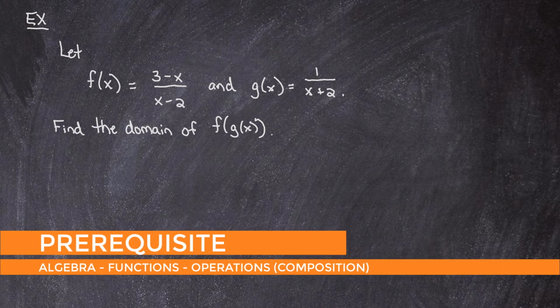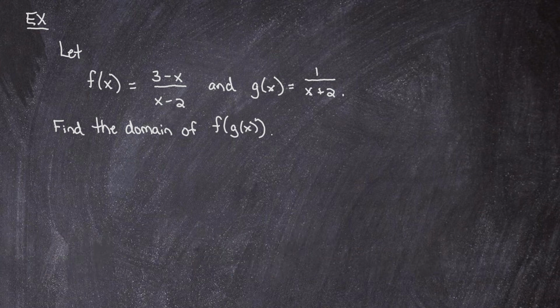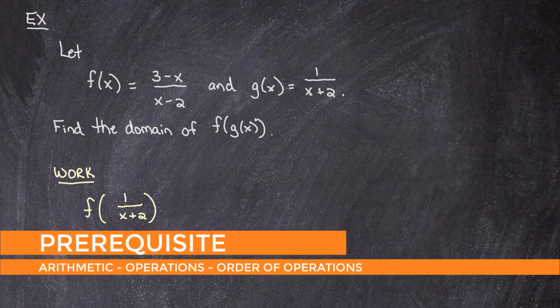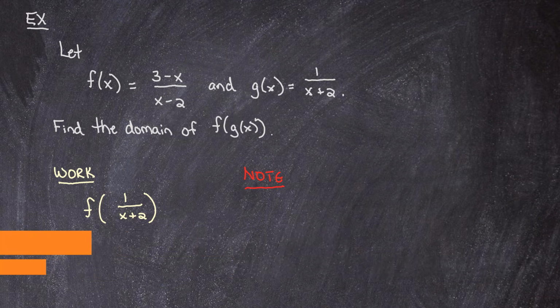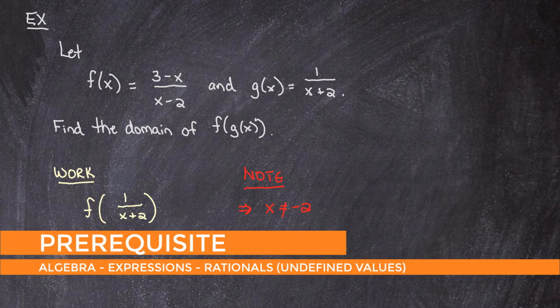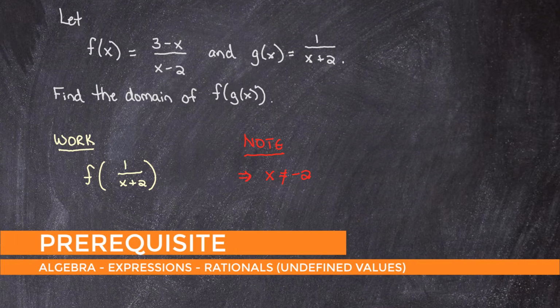So to determine a domain of this composition, first thing we're going to do is note that the function that we're inserting into f, which is g of x, is equal to 1 over x plus 2. And that itself has a domain issue. So right at the get-go, we're following the order of operations just like you would with any composition. That innermost function, you have to worry about the domain of that one first. So we know that in that case, x cannot equal -2. So we'll make a note of that.